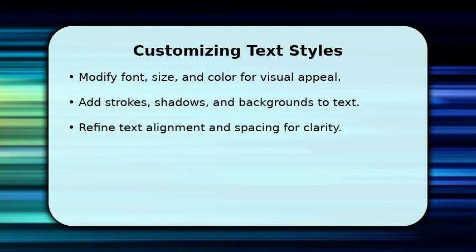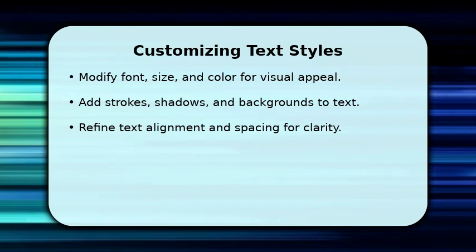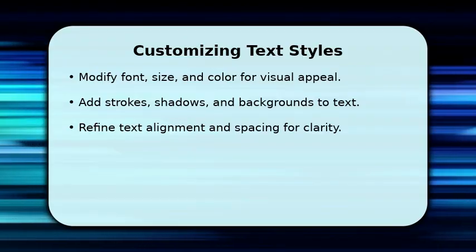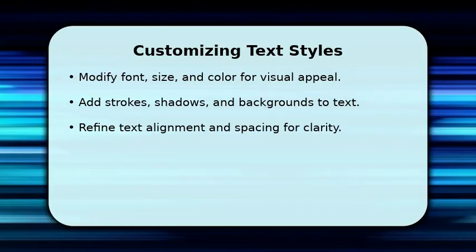Once your text is on screen, it's time to make it stand out. In the Essential Graphics panel, you can easily change the font, adjust its size, and pick a color that matches your video's aesthetic. Don't forget to experiment with adding a stroke for definition, a subtle shadow for depth, or even a background shape to make your text pop. These adjustments are crucial for professional-looking titles.